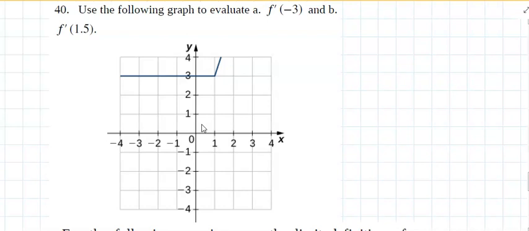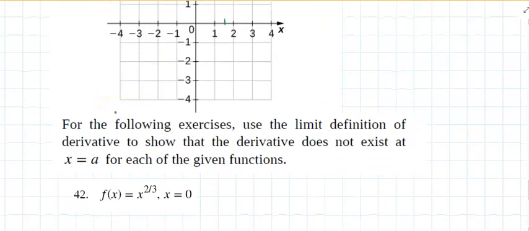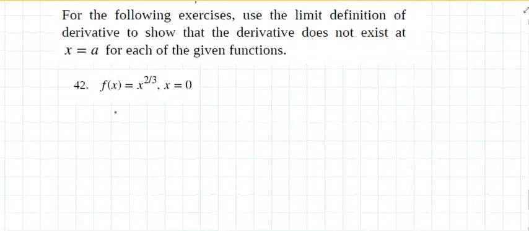Use the following graph to evaluate the slope of the tangent when x equals -3. When x equals -3, you're right there. If you have a straight line, the slope of the tangent and the slope of the line are the same. And since this line is straight and horizontal, the slope of any horizontal line is 0. And if I look at 1.5, 1.5 is halfway. I notice the graph is not there. So f prime of 1.5 in this case does not exist because it's not in the domain of the graph. Nothing more. And I have one more.